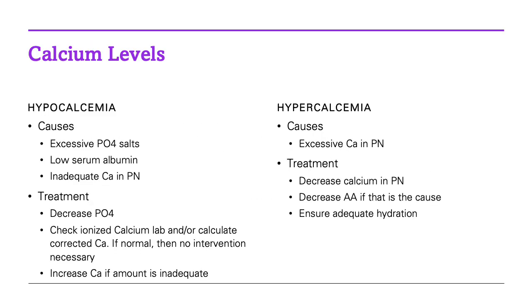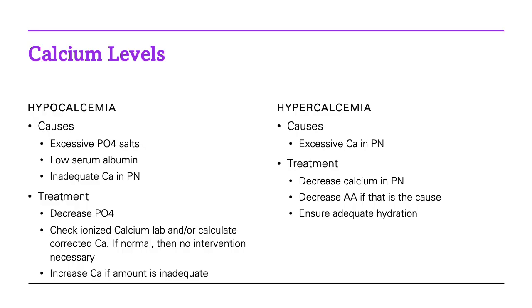Talking about calcium here, hypocalcemia occurs as the result of either decreased calcium intake and/or an increased calcium urinary excretion. So you have excessive phosphorus salts, low serum albumin, or inadequate calcium in the PN. Treatment would be to decrease the phosphorus, and then you can check an ionized calcium lab and/or calculate the corrected calcium. If it's normal, then no intervention is going to be necessary. And then increase the calcium if the amount is inadequate.